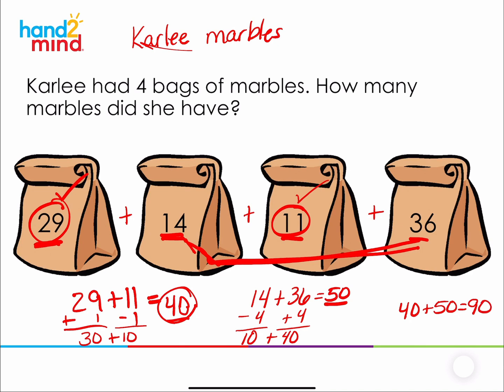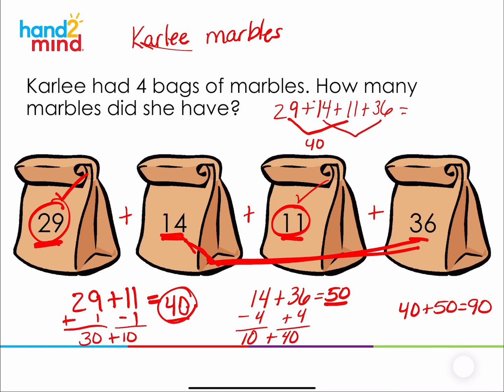Well, let's see how we could have done that if we had seen all of those numbers in a row. So here's 29 plus 14 plus 11 plus 36. Now remember, you don't have to go from left to right here. I can look for relationships. The relationship that I saw was 29 and 11. I knew if I added 29 and 11, I would get 40.